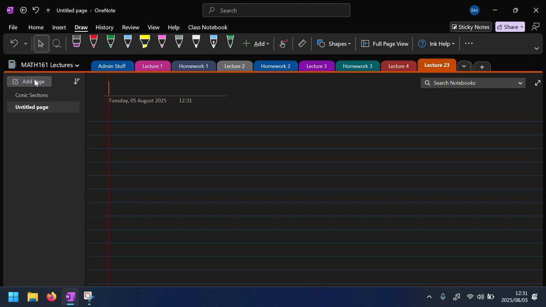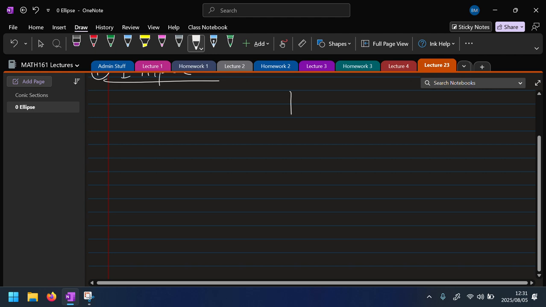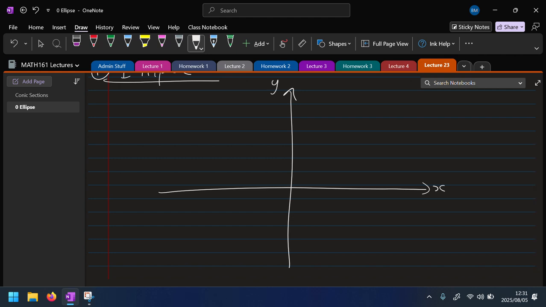Okay, so number one, the ellipse. So how do we define the ellipse in the xy plane? So let's draw in our Cartesian system here. So we've got x and y. We're going to have some shape that we're going to call the ellipse. Something like that. Very rough sketch. Okay, so how do we define this shape?